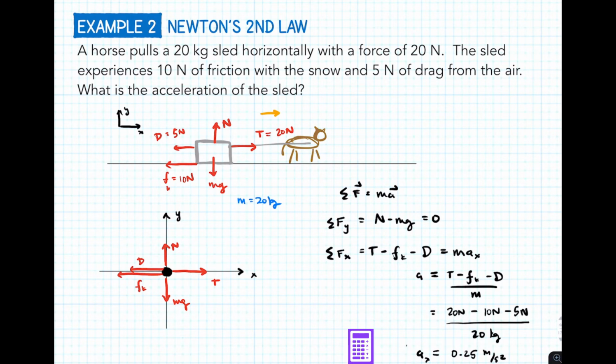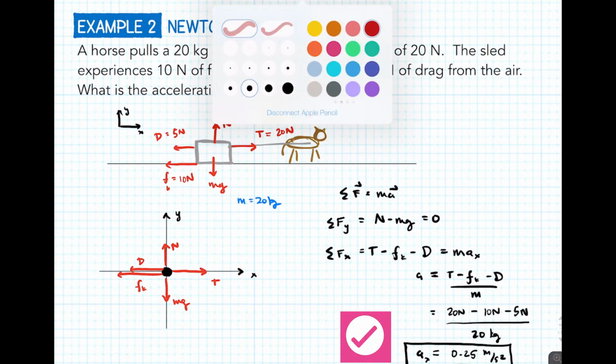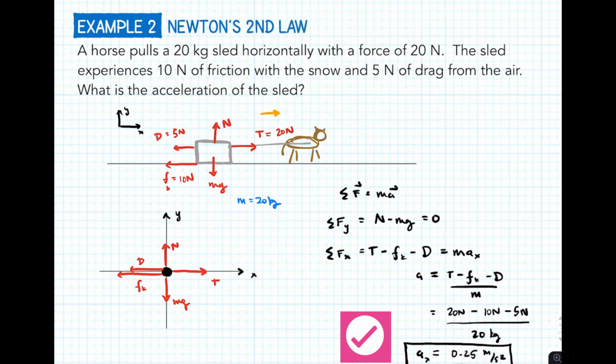And for some reason that disappeared. That's cool. Pen issues. Okay, so that's our acceleration, so we'll make it orange.